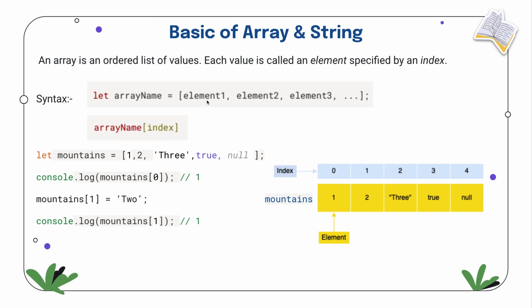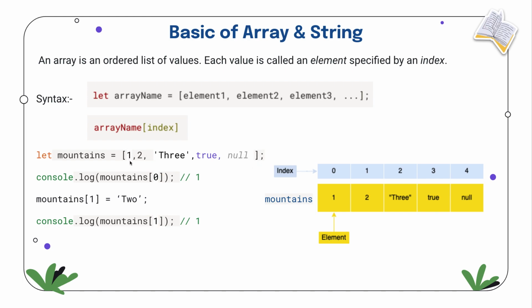So index is nothing but a pointer, an address, the position or name of the place of the element. It starts from 0, so the first array index will always be 0. Basically array name of 0 will be element 1. Here I have mentioned one example. I've created one array named mountains, and stored 1, 2, 3, a string, true as a boolean, and null. So all these different types of data can be stored inside one array.